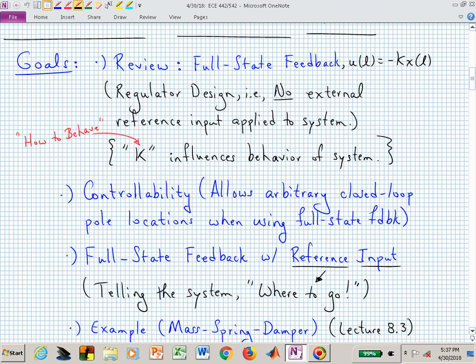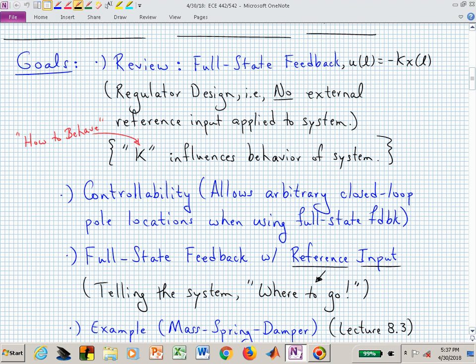How do you select those desired locations the way you want? You do that through K, but how does a system allow you to do that? Well, if your system is controllable, you can now have total freedom in selecting the behavior of your system. And we'll talk about how you can check a system's controllability in today's class.